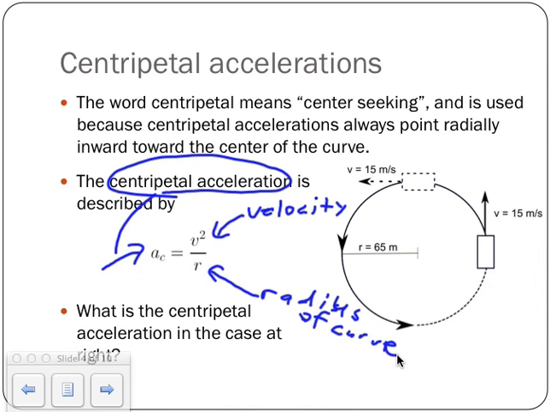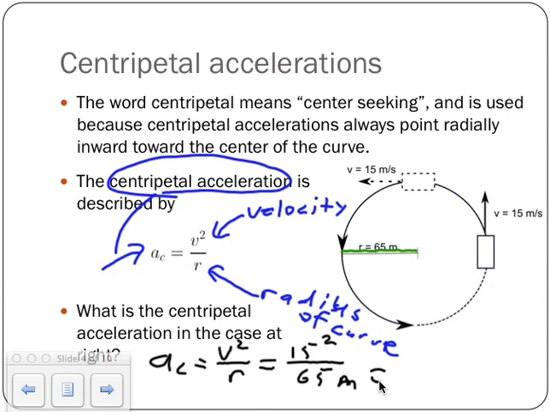In the example that we gave before, the one on the left, the radius of the curve we said was 65 meters. That's that value right in here. And so the centripetal acceleration will always be this v squared over r. So, question at the bottom here, what is the centripetal acceleration in this case at right? We know the centripetal acceleration is equal to v squared over r. v in this case is 15 meters per second, squared, divided by r, the radius, 65 meters.